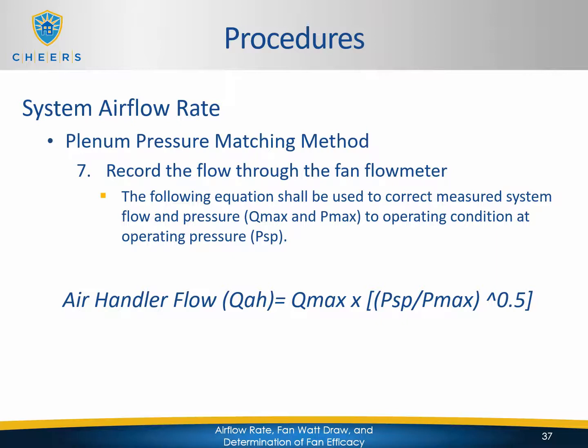And this is the formula that I've been mentioning in the last couple of slides and the variables that we covered so far. The following equation shall be used to correct measured system flow and pressure, which we've referred to as Qmax and Pmax, to operating conditions at operating pressure, which is the PSP. So the formula is the air handler flow, which is what you're trying to find, referred to as QAH, is equal to Qmax times (PSP divided by Pmax) to the 0.5 power.